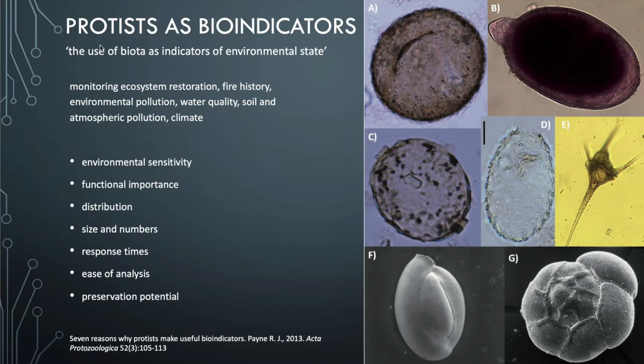So this is where we use biological systems or species or groups of organisms as indicators of environmental state. So the health of the environment based on particular biological activity. So soil protists can be used to monitor ecosystem restoration efforts. They can be used to review fire history. They can be used to see environmental pollution or the reaction of the ecosystem to environmental pollution. We can use them to test water quality, as well as soil and atmospheric pollution, and even climate impacts can also be studied using soil protists.